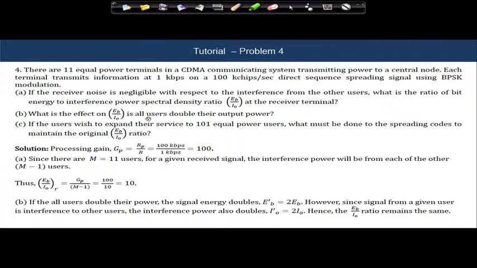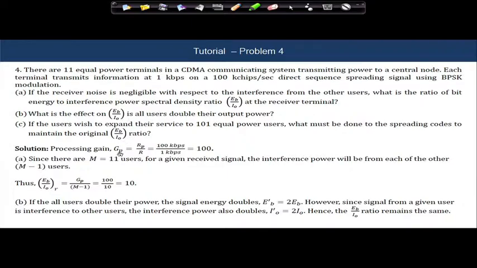Further, what happens if all the users double their output power, and moreover, if the service is to be expanded to a specific number of users, in this case 101 users, then what must be done to the spreading code in order to maintain the EB by I0 ratio.